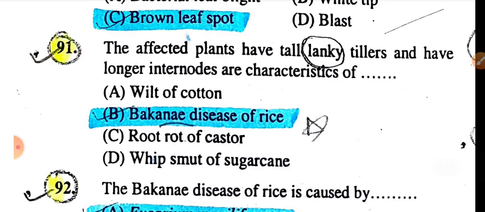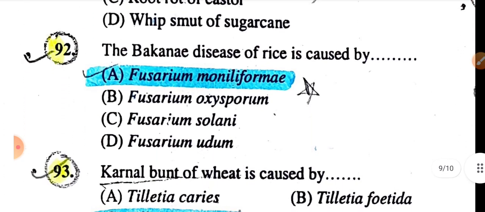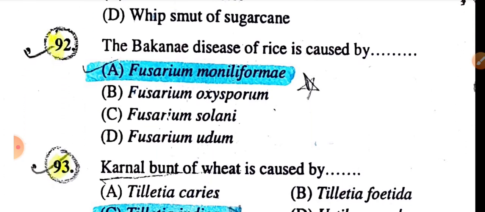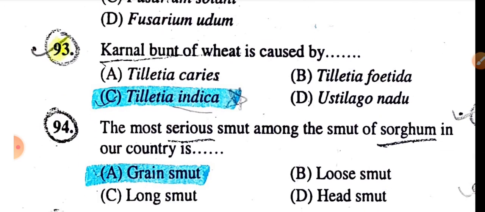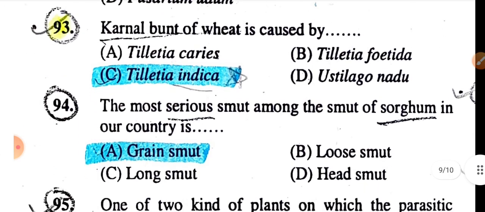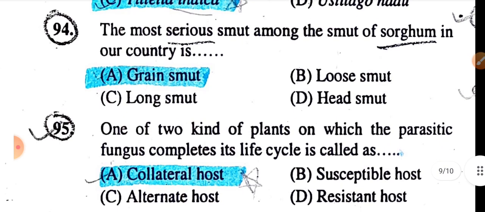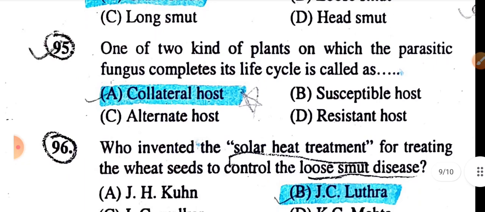Affected plants having old lanky tillers with longer internodes are characteristic of Bakanae disease of rice. Bakanae disease of rice is caused by Fusarium moniliforme. Karnal bunt of wheat is caused by Tilletia indica. The most serious smut among the smuts of sorghum in our country is grain smut. One of the two kinds of plants on which a parasitic fungus completes its life cycle is termed the collateral host.